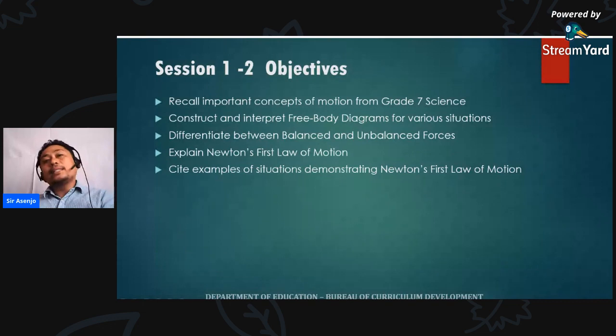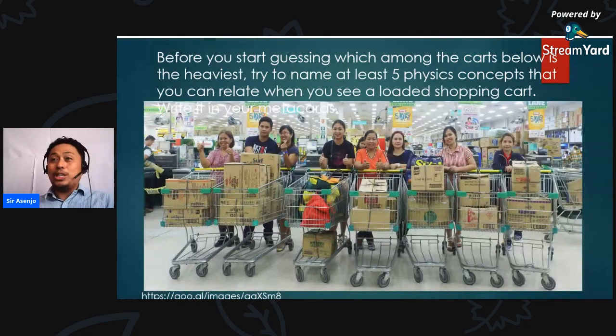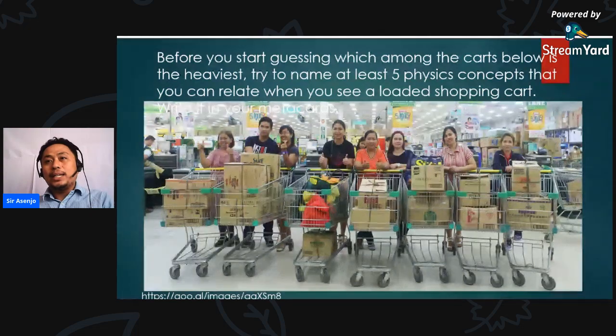Okay, now let's look at the picture. Before you start guessing which among the carts below is the heaviest, first try to name at least 5 physics concepts that you can relate when you see a loaded shopping cart. I'm pretty sure you're so fond of shopping, right? We'll be given a few minutes to give at least 5 physics concepts based on the picture presented. I know you are a great learner, so you can easily formulate. You learned a lot from your grade 7. Okay, and you're done.